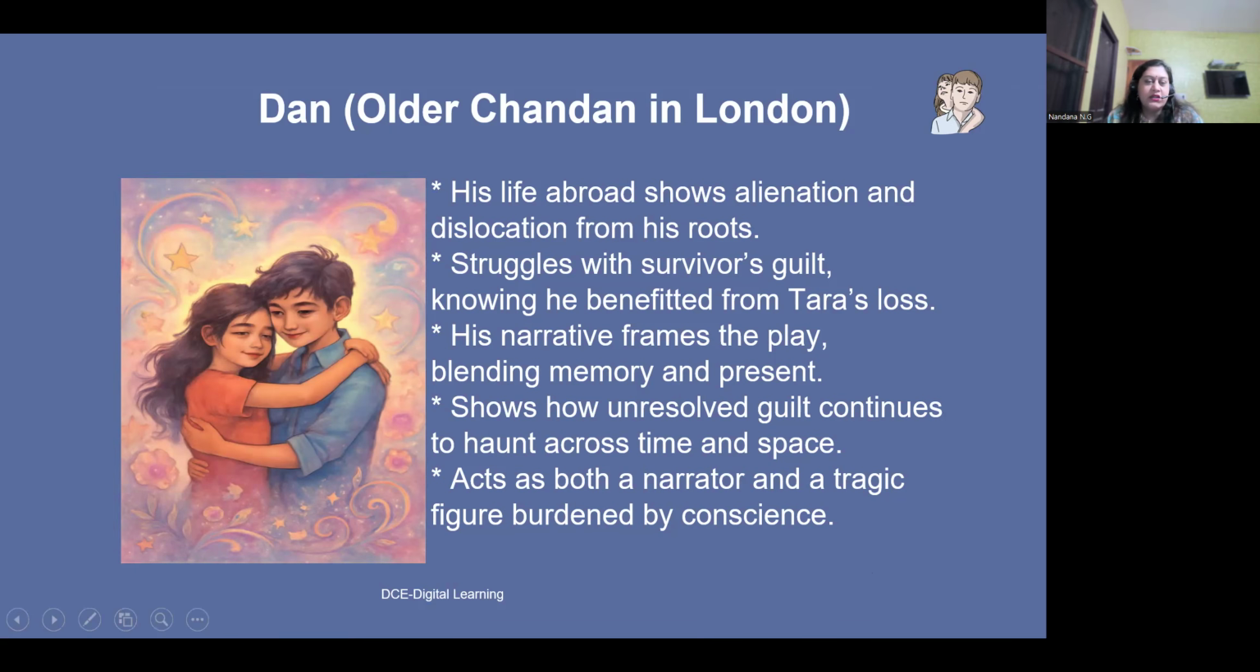This image that is incorporated here is one of his memories. While in London, while trying to compose the play, at the end, when he realizes that he cannot compose the play without that feeling of guilt, he imagines meeting Tara elsewhere in another realm, maybe in another sphere, or maybe in some other lifetime, and being happy with his twin sister.